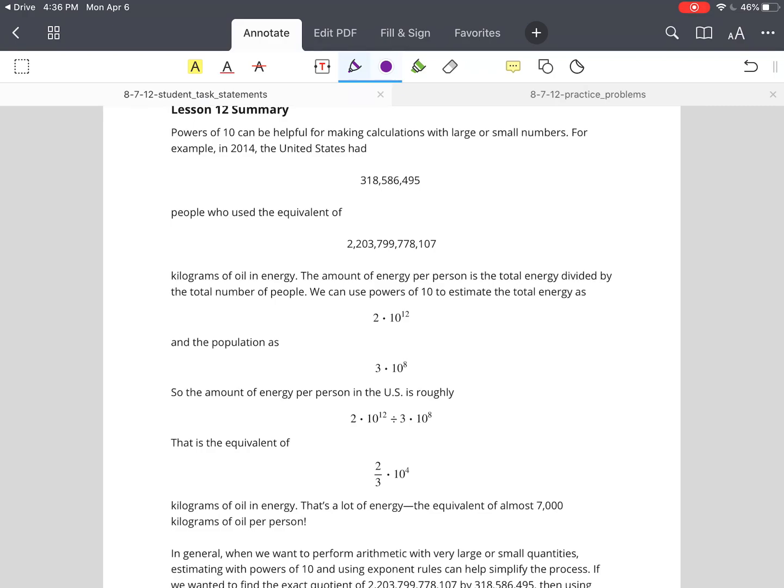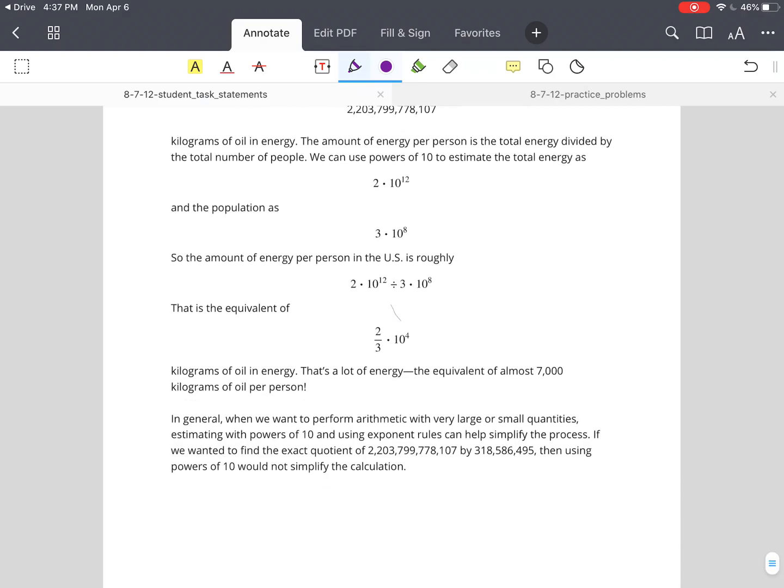The amount of energy per person is the total energy divided by the total number of people. We can use powers of 10 to estimate the total energy as 2 times 10 to the 12th, and the population as 3 times 10 to the 8th. So the amount of energy per person in the US is roughly 2/3 times 10 to the 4th kilograms of oil in energy. Wow. About 7,000 kilograms of oil. In general, when we want to perform arithmetic with very large or small quantities, estimating with powers of 10 and using exponent rules can help simplify the process. Key word here, estimating.